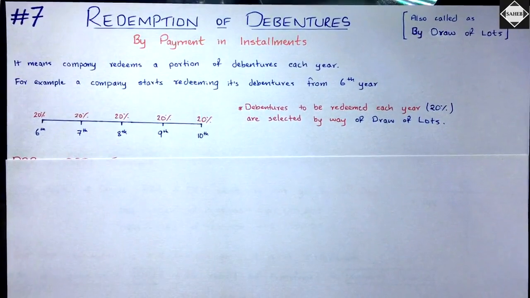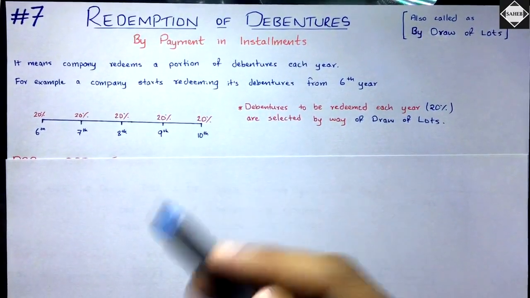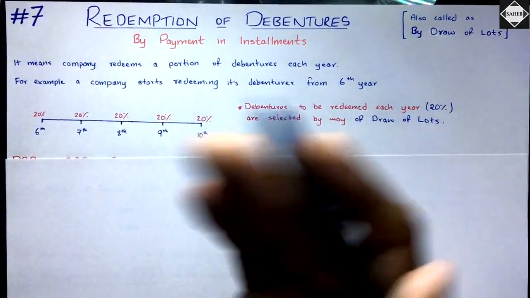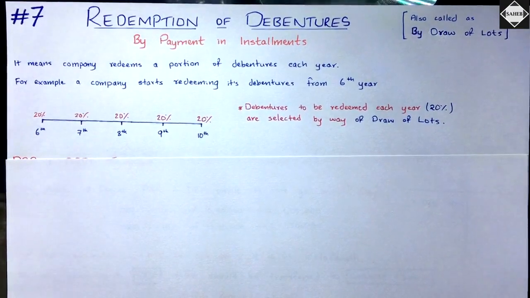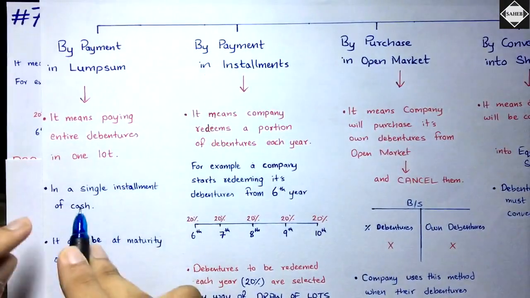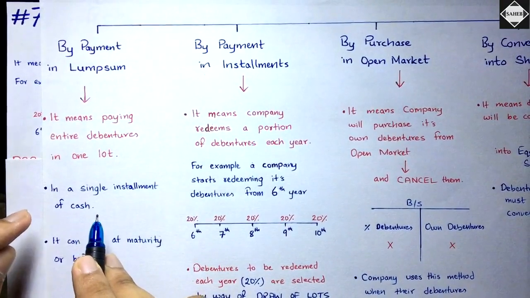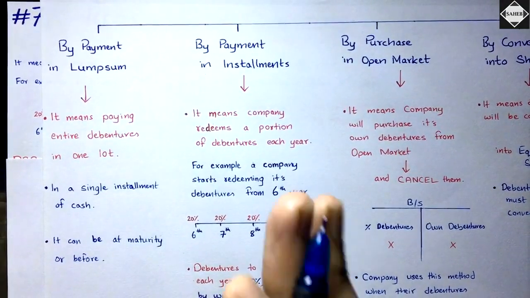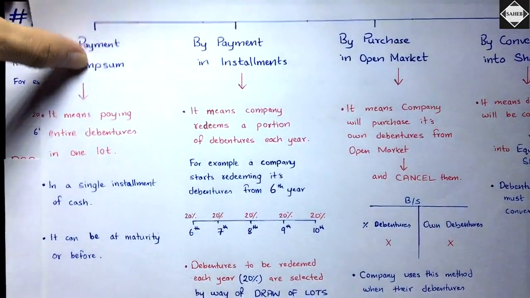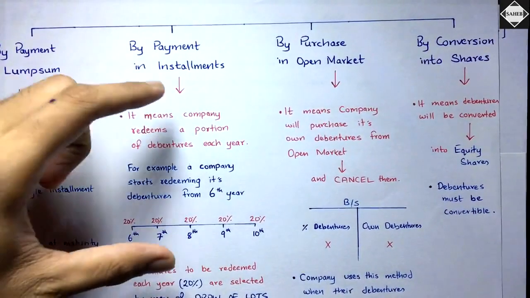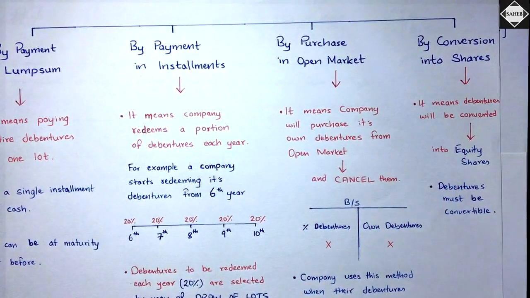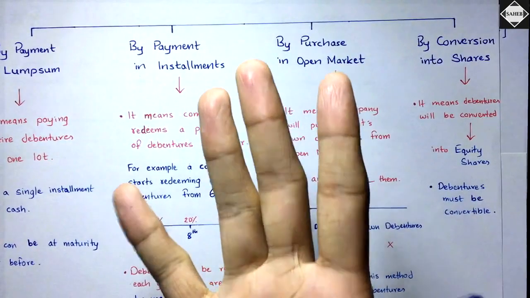Now first let's understand a bit of concept about this method, by payment in installments. What happens in this method is we pay to the debenture holders their money back, not in a single installment of cash like we used to do in the lump sum. In lump sum we used to pay the entire money on a single day. You remember that? We have been seeing this from the past 4 questions. We pay the entire thing in one lot. That's what we do in lump sum, payment at once. But in installments, we pay little by little. We will not pay in a single installment of cash. Maybe 2 installments, 3 installments, 4 installments, whatever the company wishes.